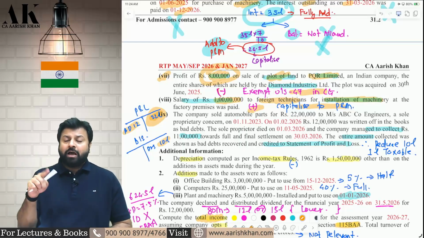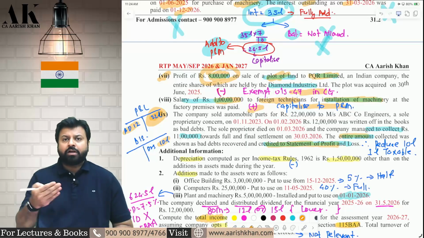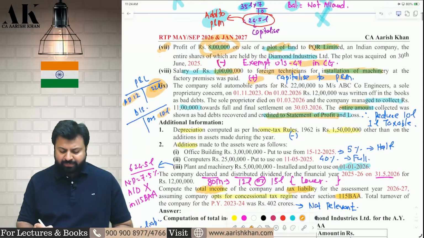Whatever is excess recovered, how much is receivable? 10 lakh. You have recovered how much? 11 lakh. Therefore, excess 1 lakh should be credited to P&L because unfortunately, you have credited the entire 11 lakh to P&L. Therefore, reduce 10 lakhs from P&L. That is the ultimate effect of this particular adjustment.